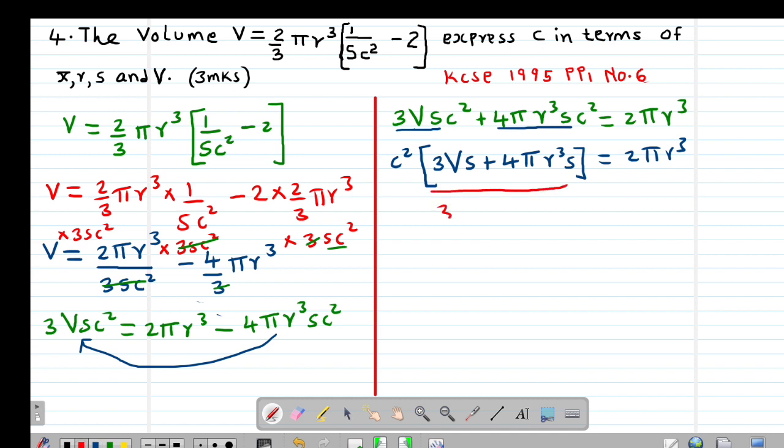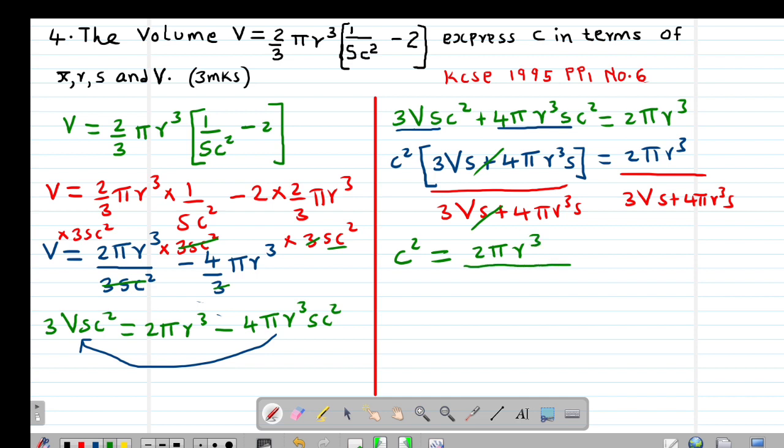If I divide through by the term in the bracket, 3vs plus 4 pi r cubed s, I also divide the other side with the same term. This term will cancel with this, so I remain with c squared being equal to 2 pi r cubed, then the whole thing divided by 3vs plus 4 pi r cubed s.